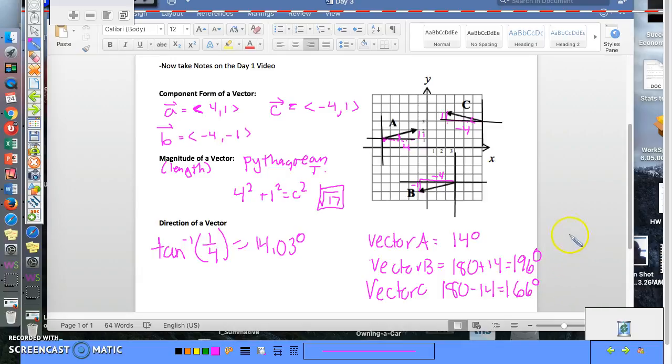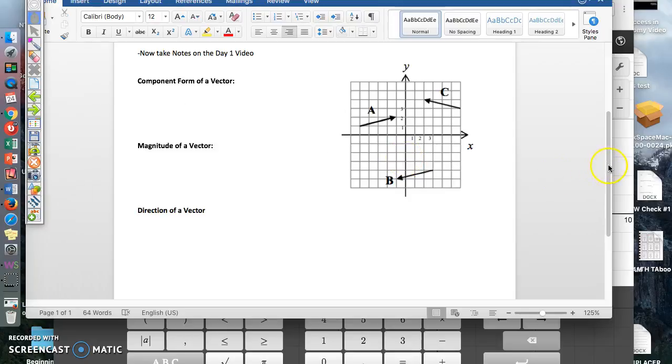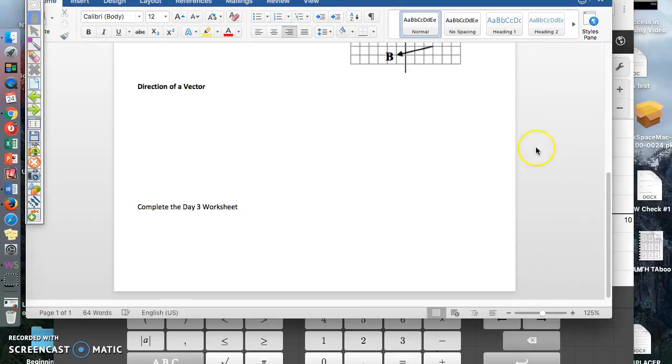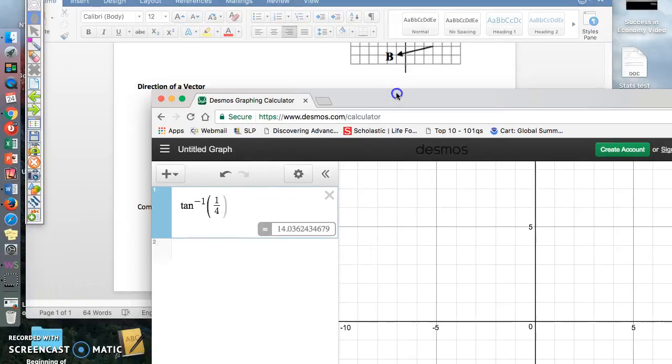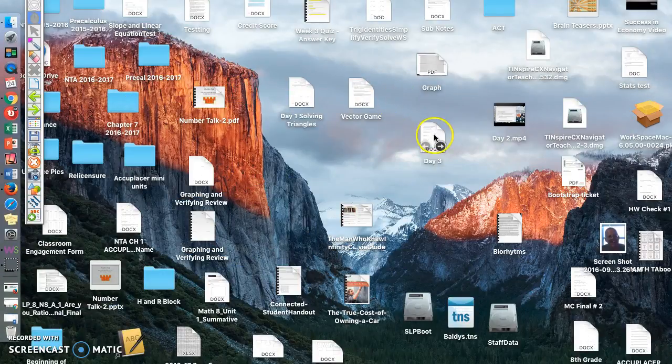So what you guys are going to do next is on this worksheet, you're going to take a look at some vectors, and let's see if I can find it here, but you're going to be finding magnitude and direction of those vectors. And I don't know where it is. So take a look at that. There will also be an answer key online.